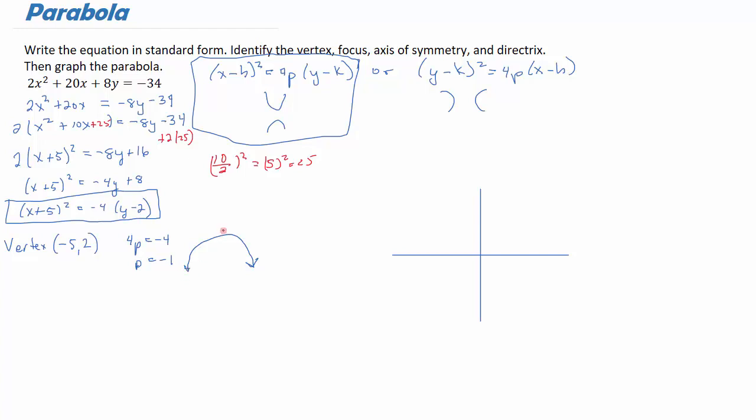I always like to draw a little sketch, because it allows us to find the remaining characteristics a lot easier. Here's our vertex, negative 5, 2. But we know our focus has to be on the inside of the parabola. And how far down is it? It's p down. And since p is negative 1, we're going to go down, which means you change your y by 1. So our focus should be at negative 5, 1.